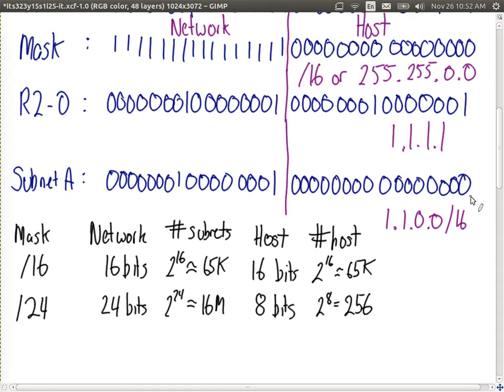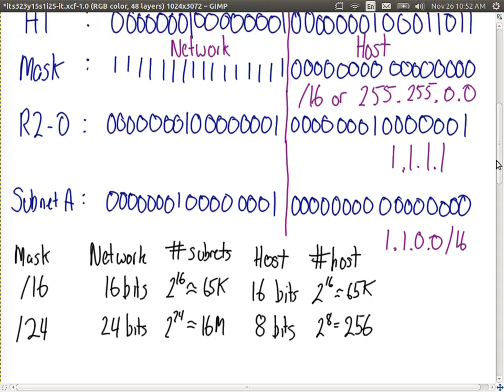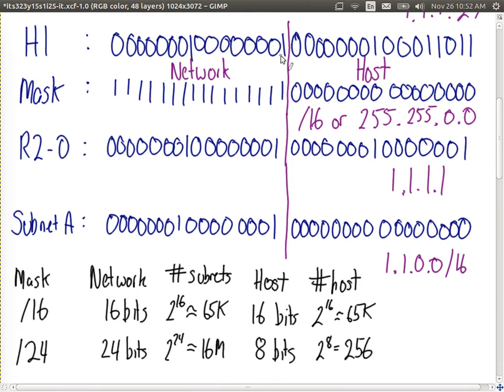All of the devices on that subnet must start with the same 16 bits. That's our rule. So we had router 2 interface 0 starts with the same 16 bits, and host H1 starts with the same 16 bits because both of those devices are on subnet A. So if we know the network address for that subnet, then we can allocate addresses for individual devices inside that subnet. And your homework was, and it's quite simple, given all the subnet network addresses, choose some IP addresses for the devices. I'll show you which ones I chose in a moment.